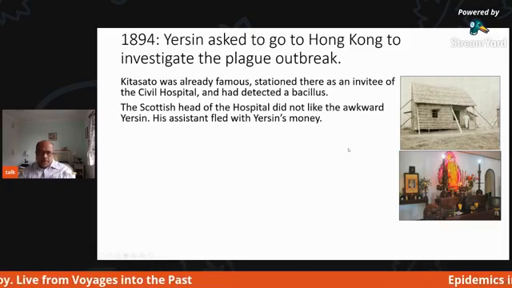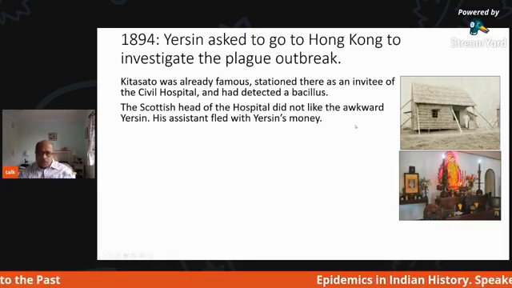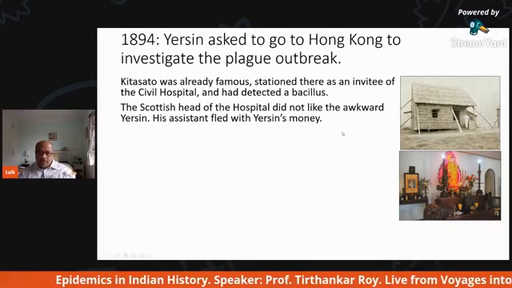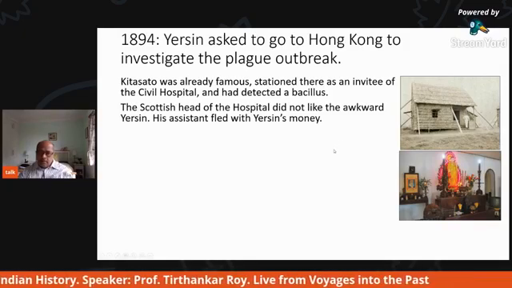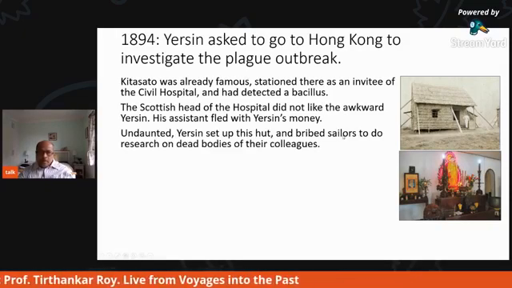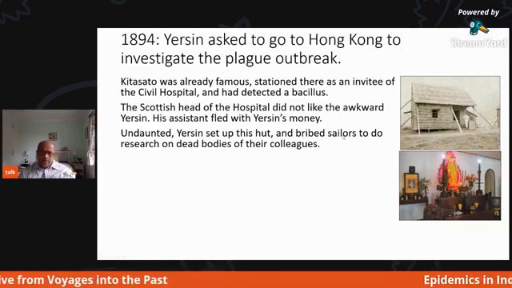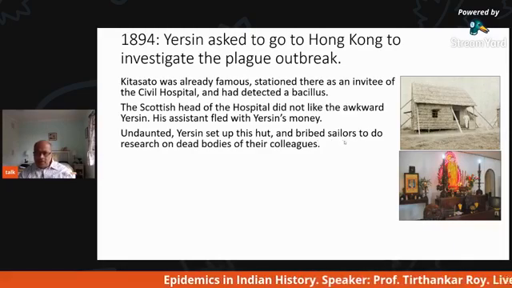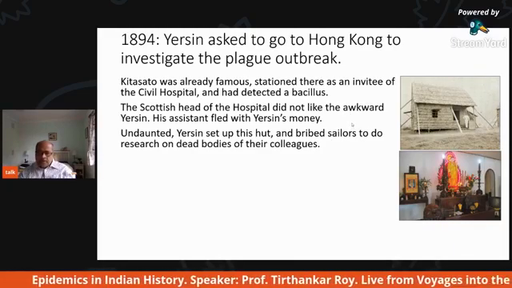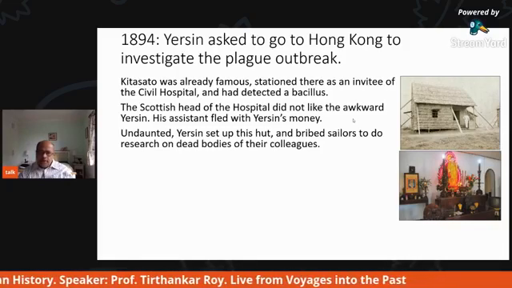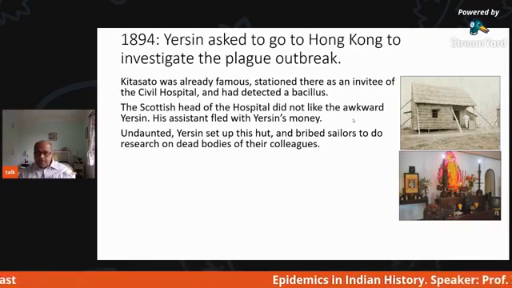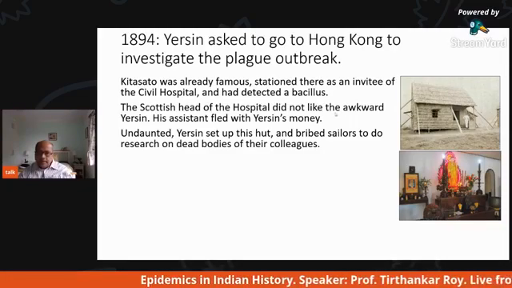The Scottish head of the hospital did not like this awkward Yersin, and soon after, his assistant, the only person who was working with him, escaped with his body. But somehow the project had caught his fancy, and he set up this hut which you see above. It looks really unusual for a laboratory. And then he had to find subjects. So he bribed sailors to do some research on dead bodies in the docks, and then collected his data from that.